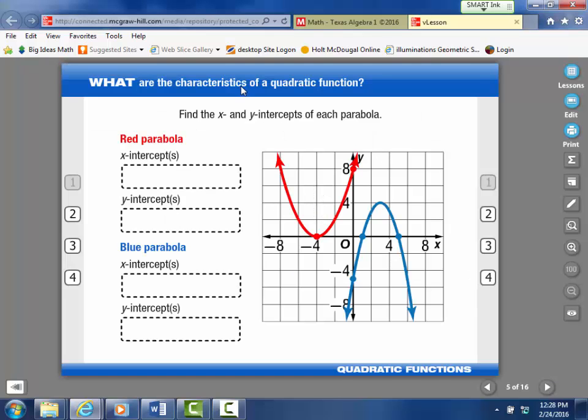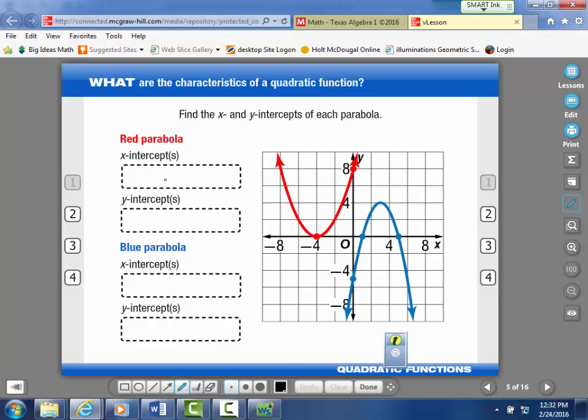Okay, so what are the characteristics of a quadratic function? Find the x and y intercepts of each parabola. These are some things that it's going to be important for us to identify when we're talking about our parabolas. An x-intercept is where it crosses the x-axis. We can see here the red parabola is crossing at that point, so we would simply call that -4, 0. Y-intercepts, right? It seems right there is the only place that's crossing the y, and that's at 0, 8.